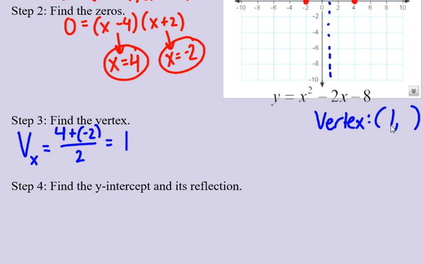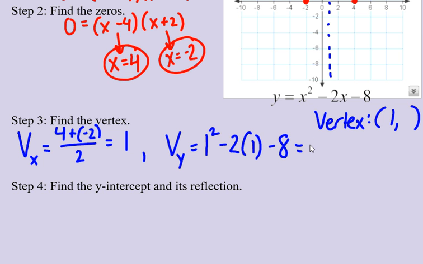Well, if I have an x-coordinate, how do I find a y-coordinate? We've done this in tons of prior chapters. When we were solving systems of equations, if you know x, how do you find y? You put 1 in for x in the equation. So I'm going to put 1 in for x in the equation. That's going to be the vertex's y-coordinate, whatever comes out when I put 1 in the equation. So if I put 1 in here, I get 1 squared minus 2 times 1 minus 8.